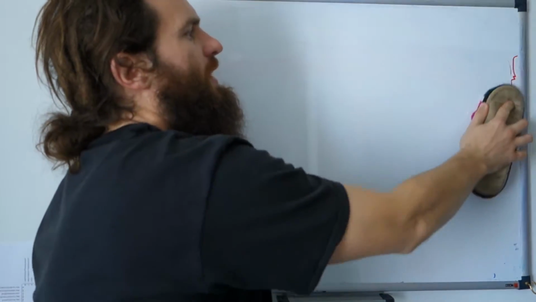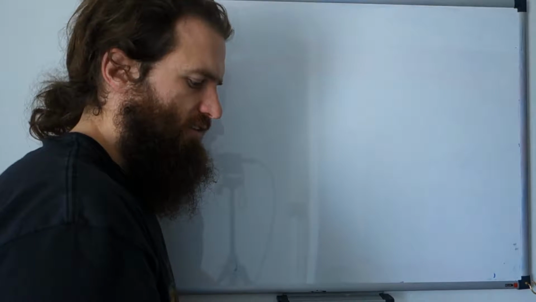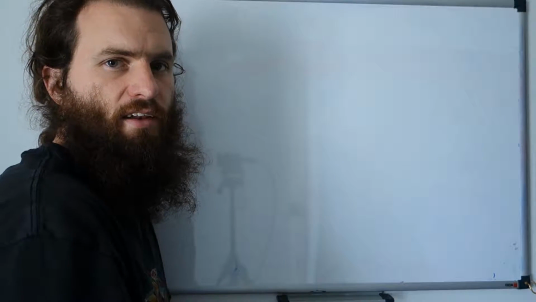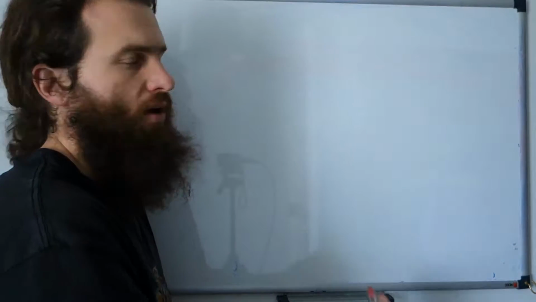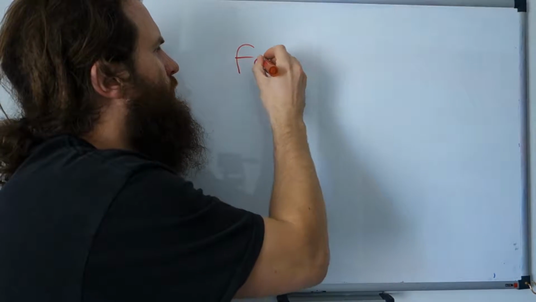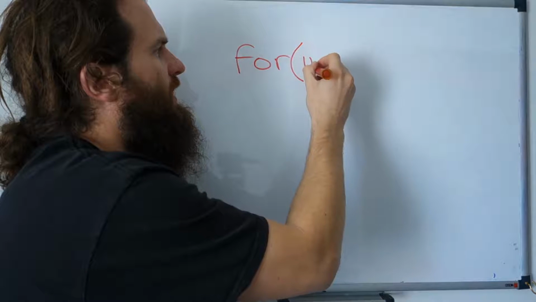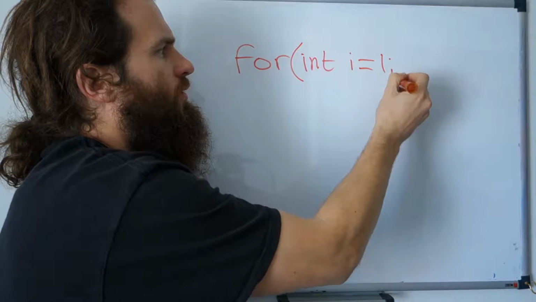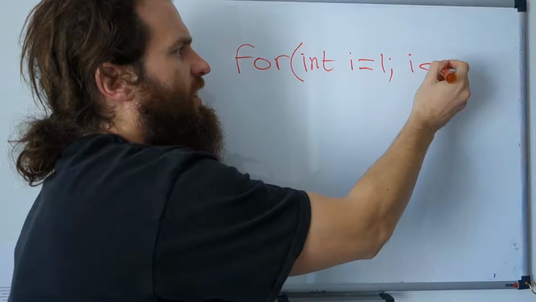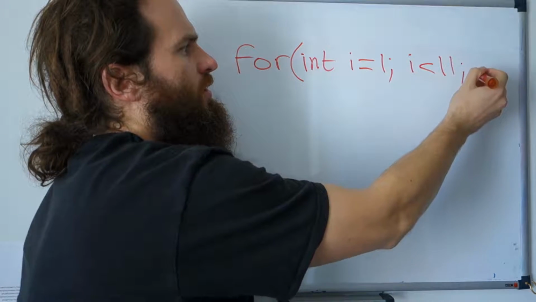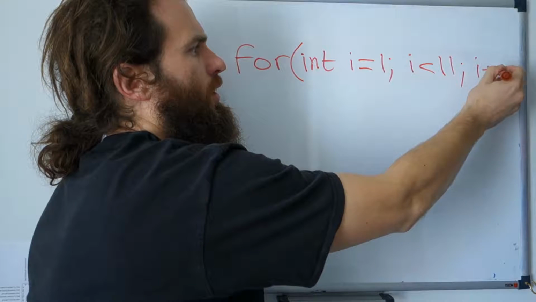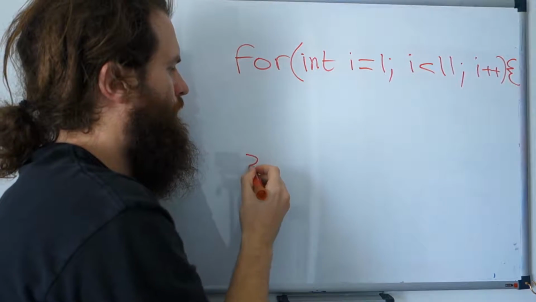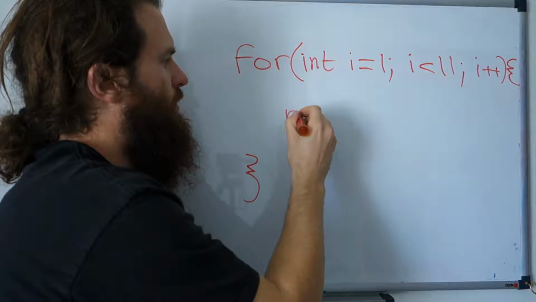So say we want to make a loop that just prints out the numbers 1 to 10. We could do the following. For int i equals 1, i is less than 11, i plus plus. Printf.